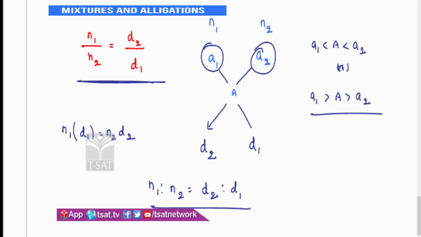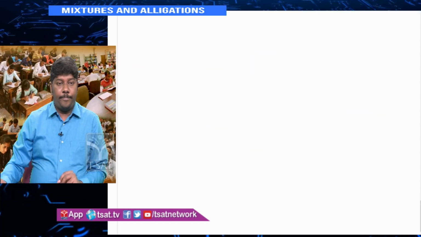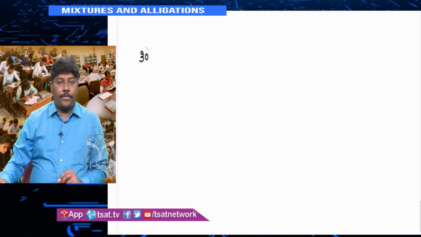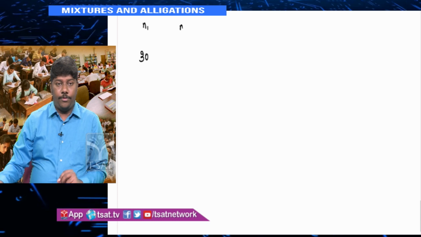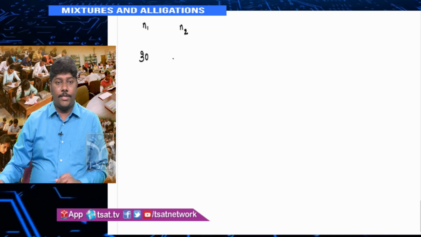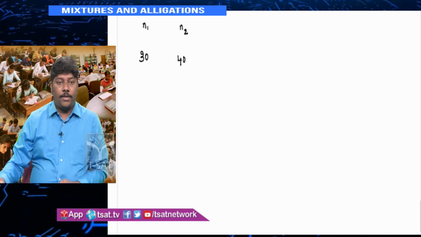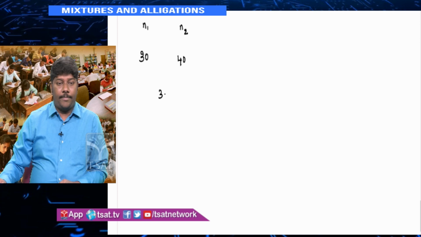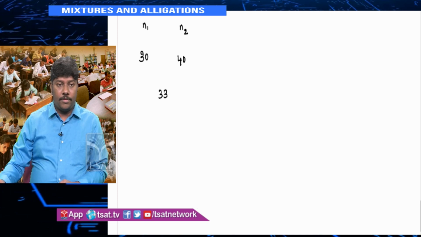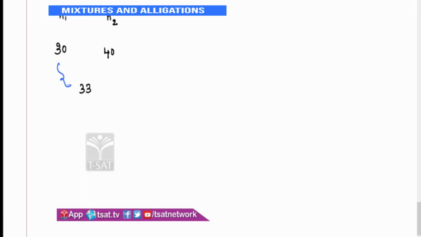Suppose how do I take the differences? Let's see here clearly. Forget about N1 and N2. I have average 1 that is 30, average 2 that is 40. I take any number which is in between them, 33. So what is your D1? Positive difference you take it. D1 is 3. What is your D2? D2 is 7. So this is D1, this is D2.